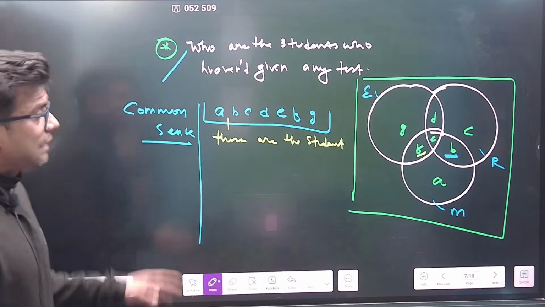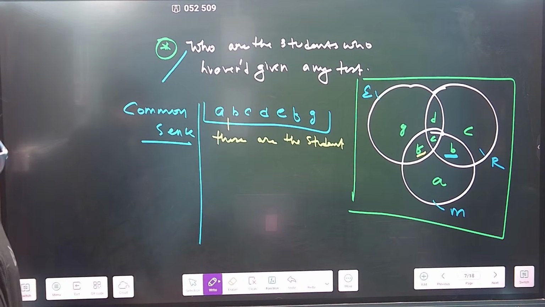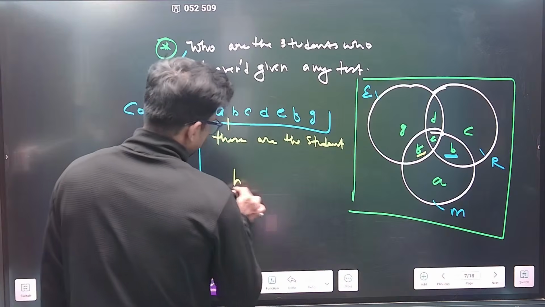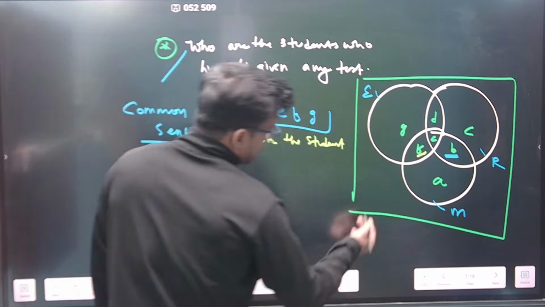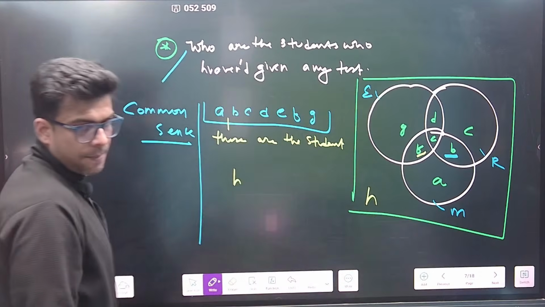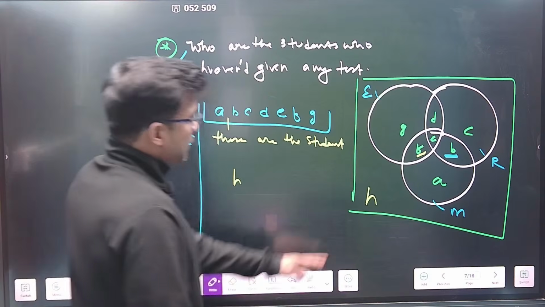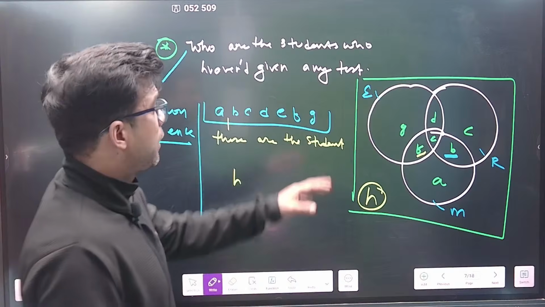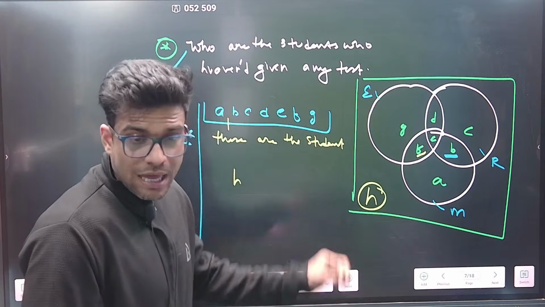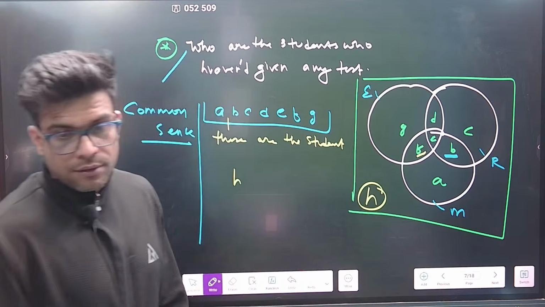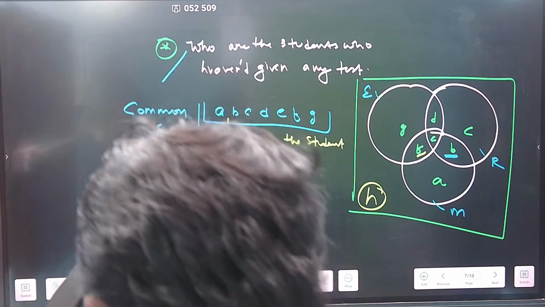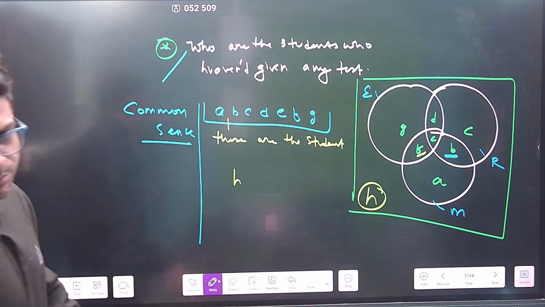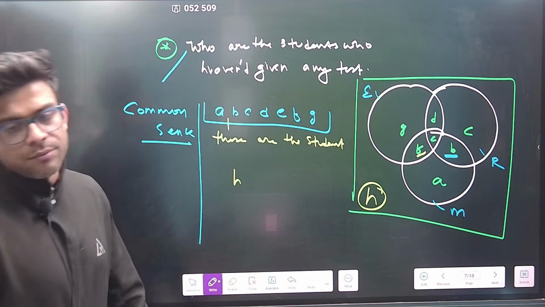But the question is to name the student who hasn't given any test. If such a student exists, it should be H. Now where would H be placed? H should be placed here, outside the circles. Why? Because H is a student who does not belong to the Venn diagram, so H hasn't given any test. Is this clear? Please confirm. Should I repeat this? This is very important, guys. This is a common sense based question.